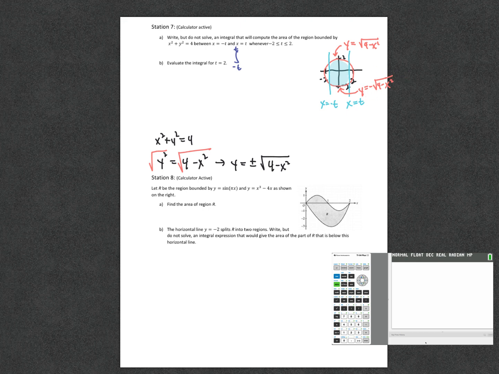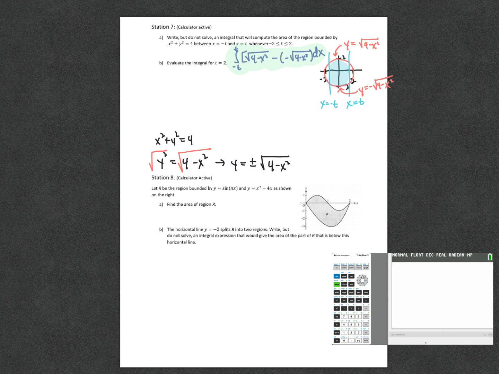Okay, so if we set up our integral, it will be the top function, minus the bottom function, minus a negative. So technically plus, for those two. Okay, and it says write but do not solve, so that's it. That's an integral expression that would give that area.